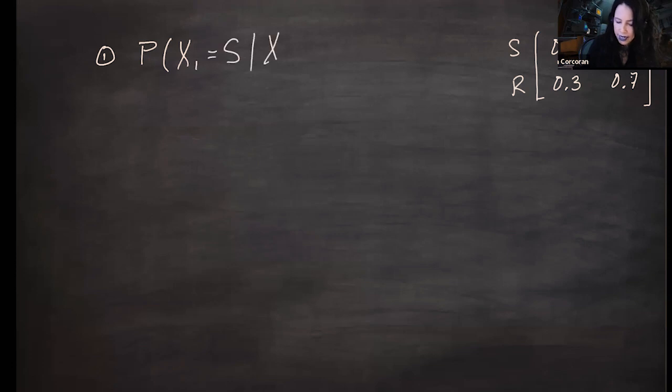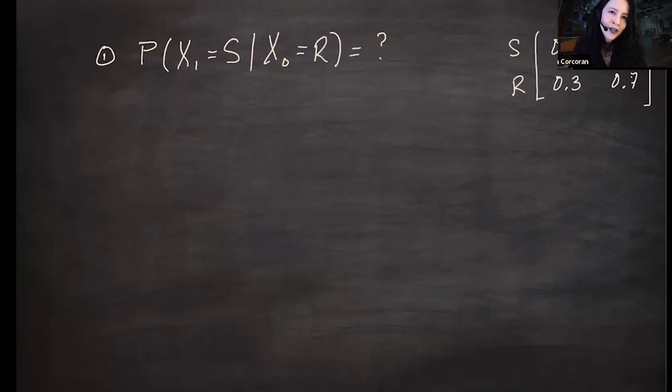So I have a bunch of questions, and this is very similar to homework problem 6. So my first question is, what is the probability? Oh, by the way, I'm going to write things like this. What is the probability that on day 1 it is sunny, given on day 0, like the starting part of this experiment, it is rainy?